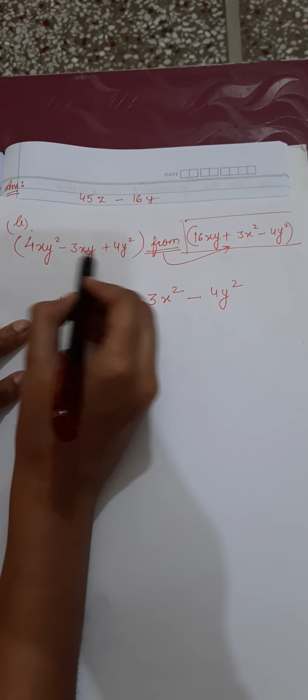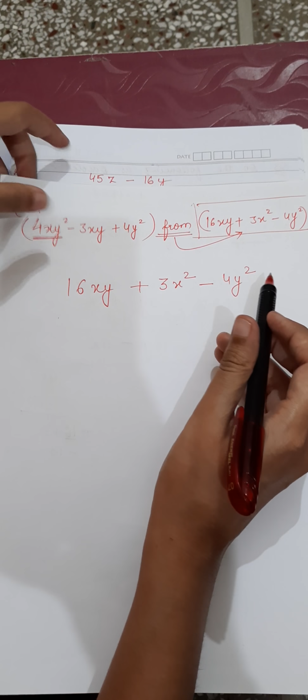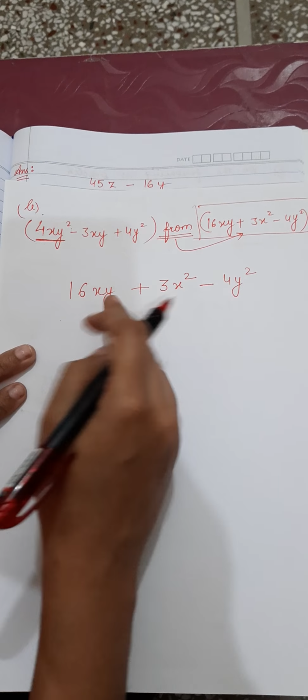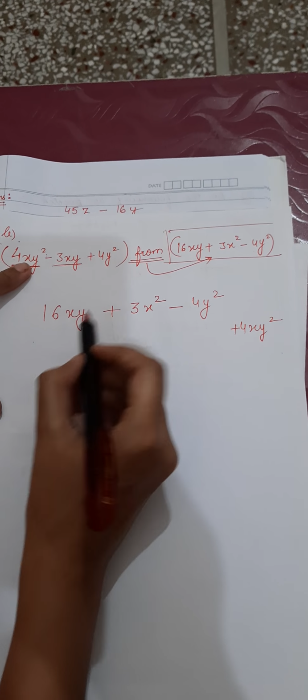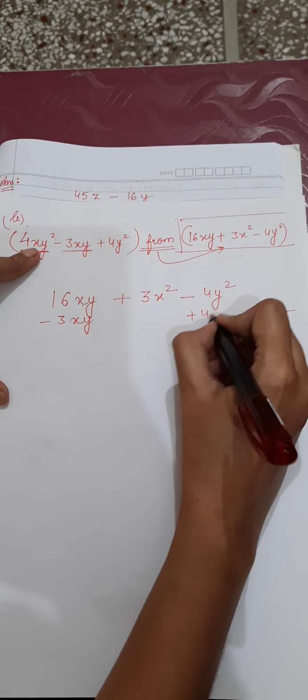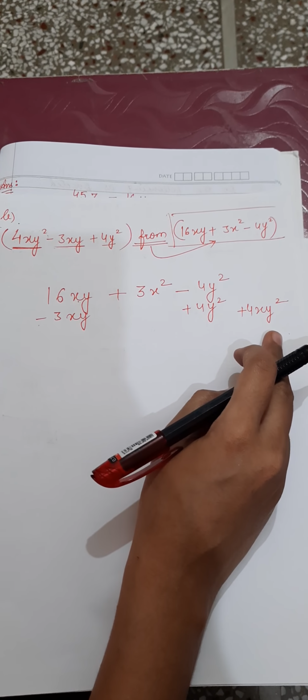Now, let us place these terms. First is the term with xy square. Is there any xy square term? There is no xy square term. So what I am going to do is write this separately. I cannot write xy square below this, cannot write below this, and cannot write below this. So I am going to write here xy square. Next, minus 3xy. xy is there, so yes, I can write here minus 3xy. And this is plus 4y square. Y square, so I will write y square. Now I have placed all the terms below the expression.